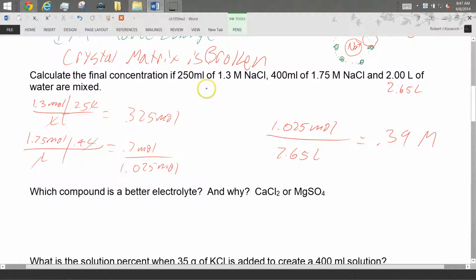I think sometimes with problems like this, it's easier if I take some containers and I think about dumping them into a container. So there's a certain amount of moles in this one and a certain amount of moles in this one, and there's no moles in this one. So we're just trying to figure out how many moles in total liters I've got.